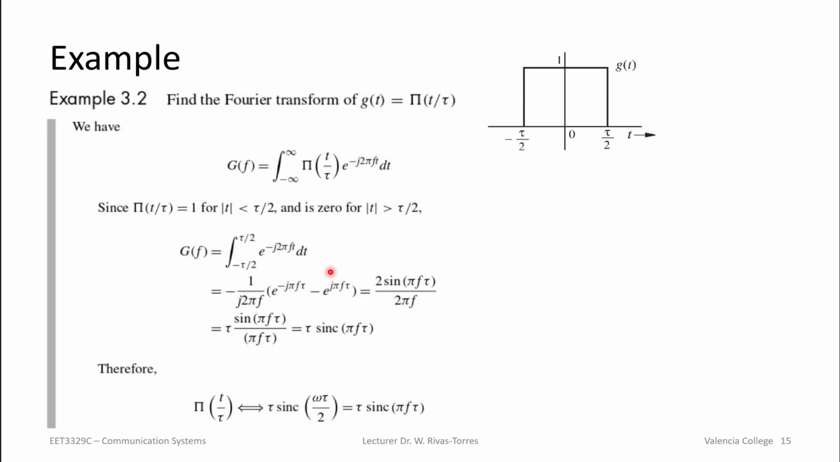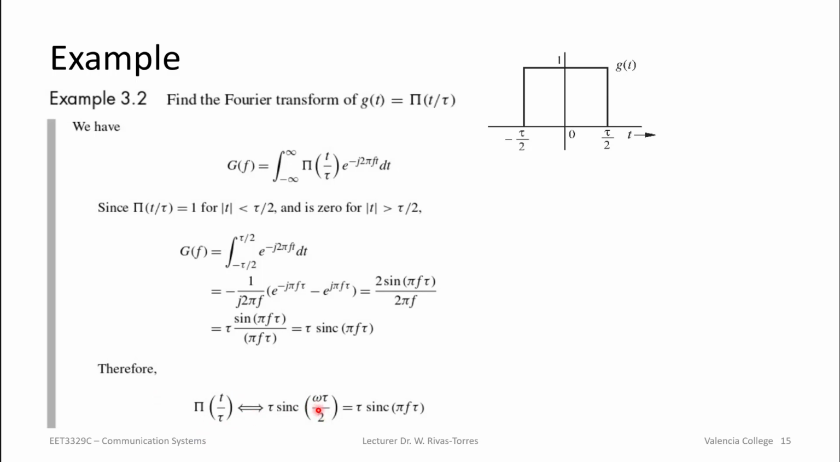you'll recognize that this is actually 2 sine pi f tau, and it's divided by 2 pi f. It's not exactly the sinc function, but if I multiply by tau both the numerator and the denominator, now I end up with tau sinc pi f tau. Therefore, the square pulse has a Fourier transform.